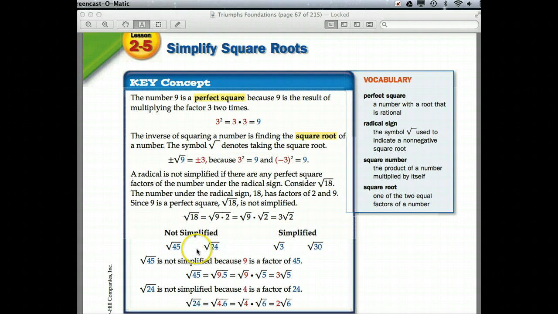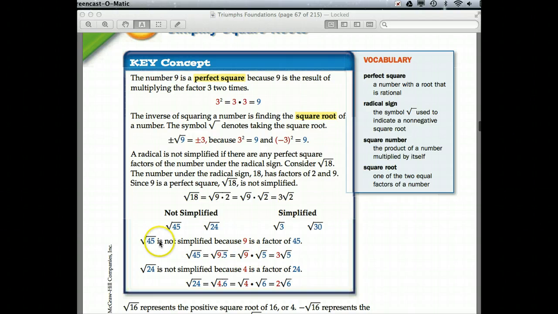Now these numbers are not simplified: square root of 3 and square root of 30. There are no perfect squares that come out of these two. But there are perfect squares that can come out of square root of 45 and square root of 24. 45 is 9 times 5, or square root of 9 times square root of 5, which is 3 radical 5. 24 is 4 times 6. So square root of 4 times square root of 6, which is 2 square root of 6.